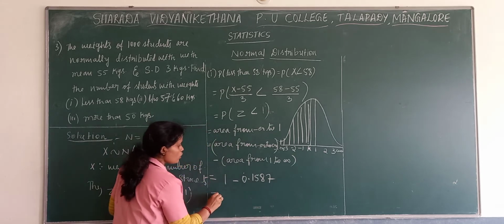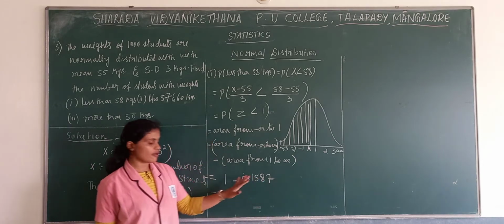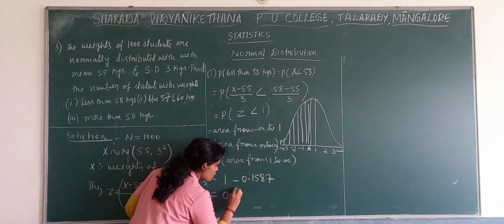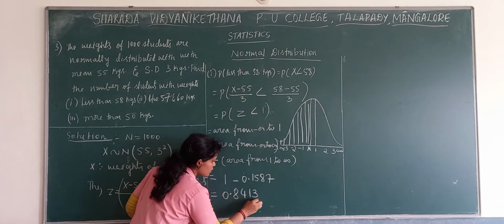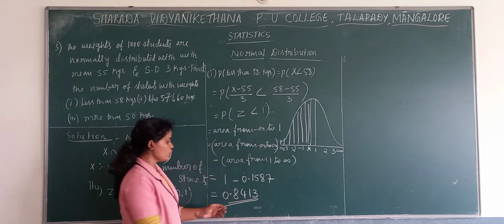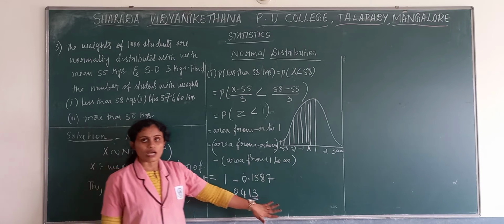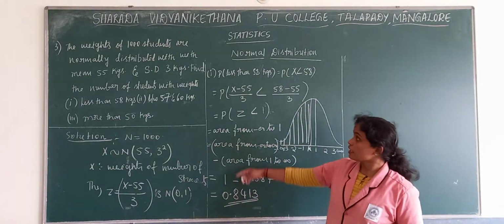Now deduct 0.1587 from 1. Then you get 0.8413. When you deduct, you will get 0.8413. Now, as I said, one more question is there here.